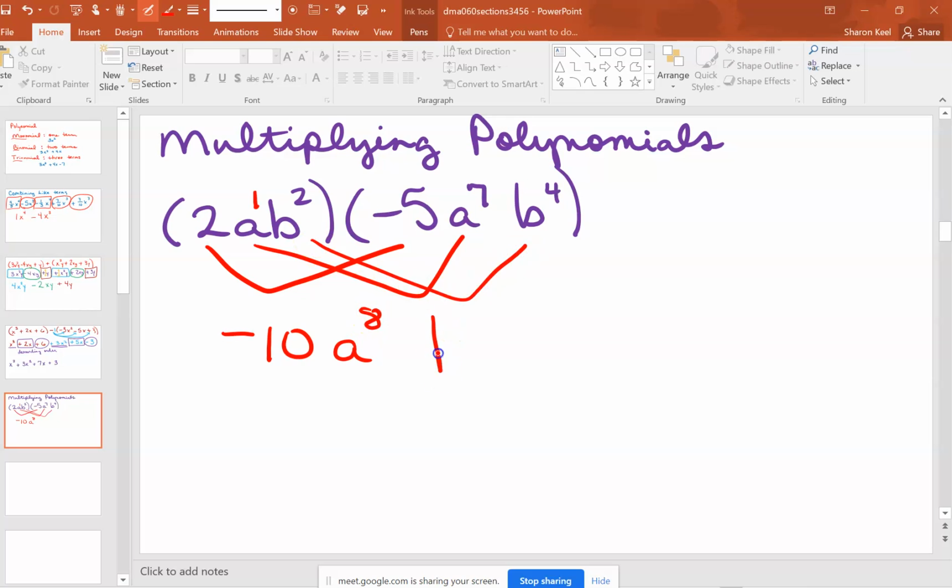Then for the b's, we're going to add the exponents 2 and 4. That would give us 6. So that's it. Okay? We multiply the numerals, and then when we have the same base being multiplied, we add the exponent. So this is just two single monomials that we're multiplying.